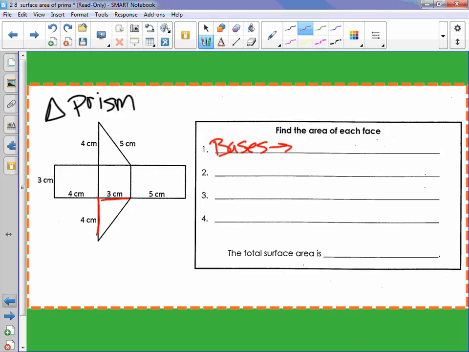So let's go through and do your faces. Here's our faces. We know to find the area of a triangle, what do I do? Base times height divided by 2. Okay, so you have 4 times 3 divided by 2, so that means this is 6, so that means 6 times 2 is 12. Questions on the bases? Okay, let's find the area of this one. 3 times 4 is 12.